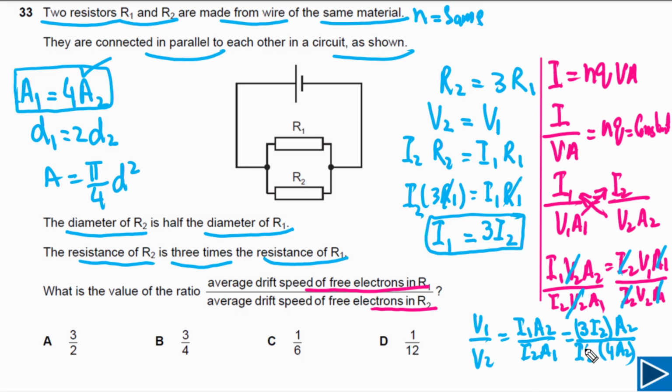Now simply we can cancel I2 with I2 and A2 with A2. So simply we are left with 3 by 4. And this is the ratio between V1 and V2. So our answer for this question is B.